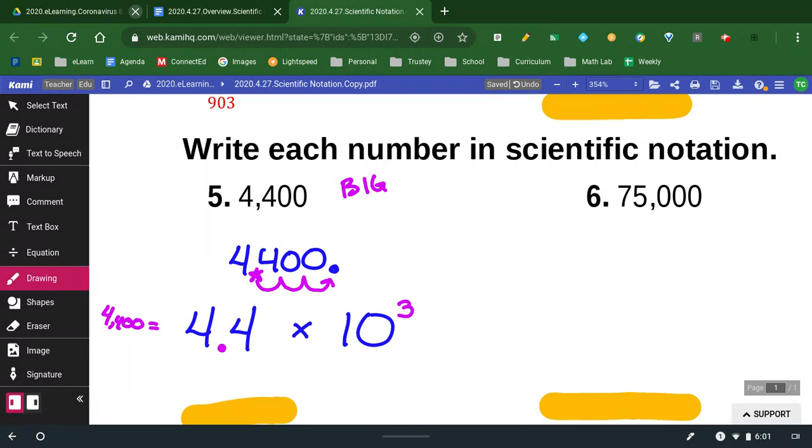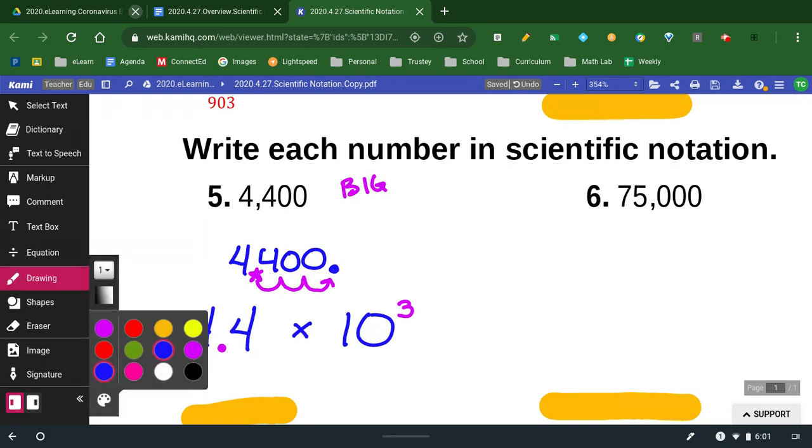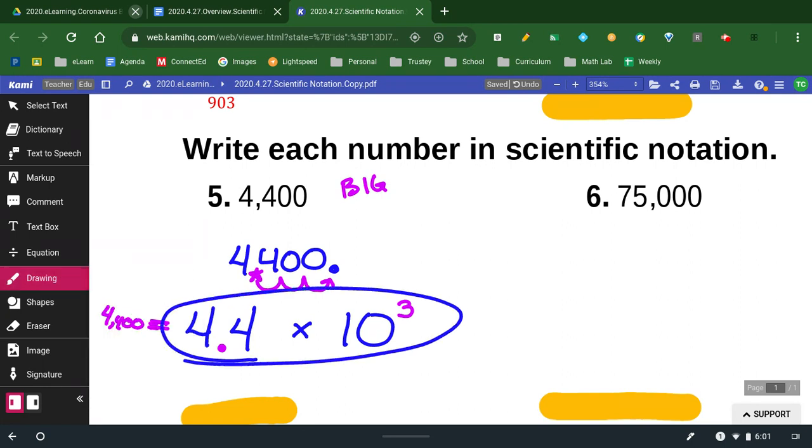Now I have a true statement. $4,400 is the same as 4.4 times 10 to the third power. And I'm going to go ahead and erase my answer, check it, and I see that that is correct. Let me think about it in a different way.